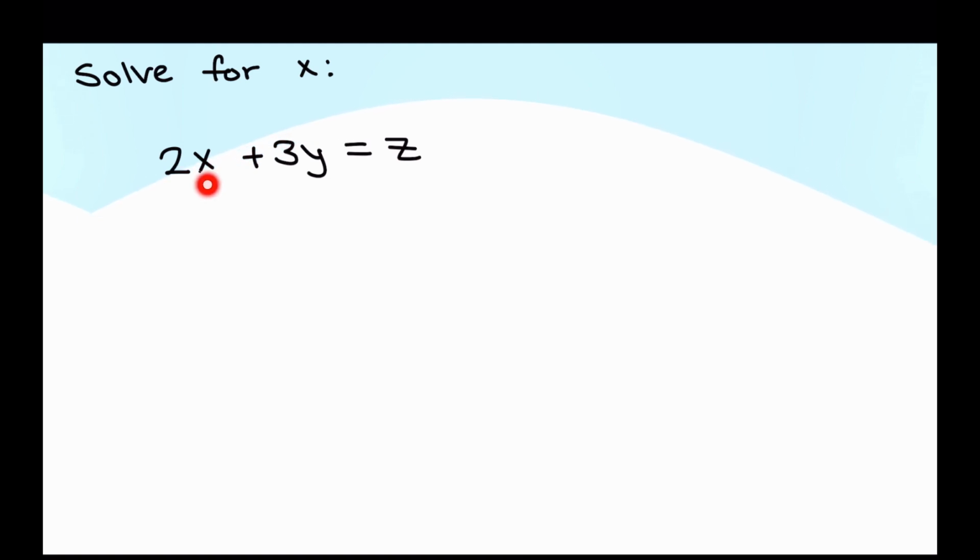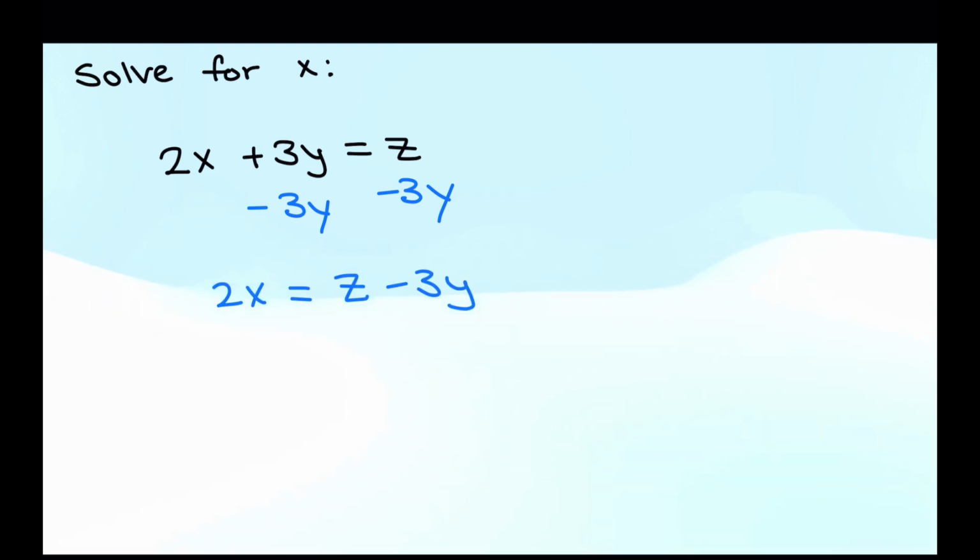So I'm trying to get the x by itself, so the first step is to get rid of this 3y term. It's a plus 3y, so I have to minus 3y from both sides. That means on the left-hand side, the 3y's are gone, and I'm just left with 2x. On the right-hand side, I've got z minus 3y. Because those are not like terms, we can't do anything with that right-hand side. We're just going to leave it as z minus 3y.